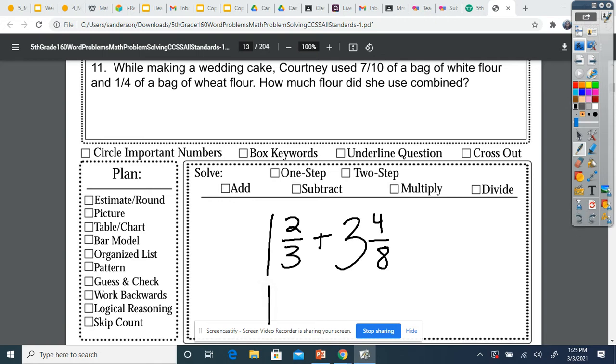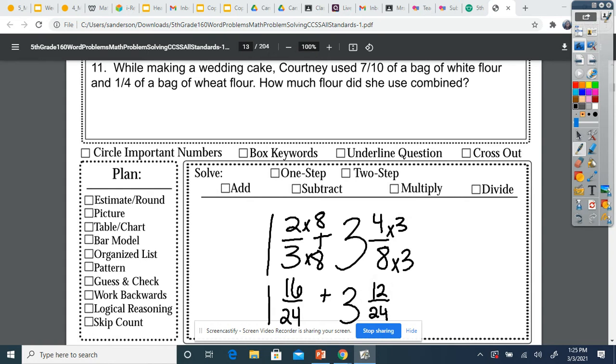So I have 1, and then I need a 24 here. Then I have 3, and I need a 24 here. So we're just bringing down our whole numbers for now. 3 times 8 gives me 24, so I'll also multiply the top by 8. 2 times 8 is 16. 8 times 3 gives me 24, so I'll also multiply the top by 3, which gives me 12.